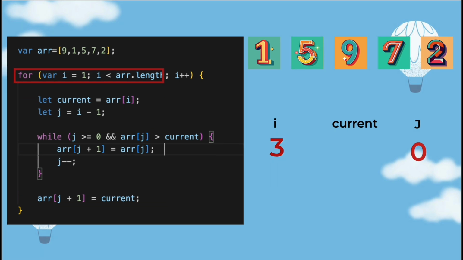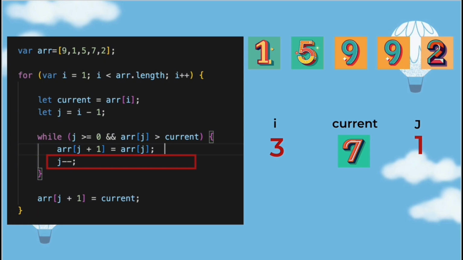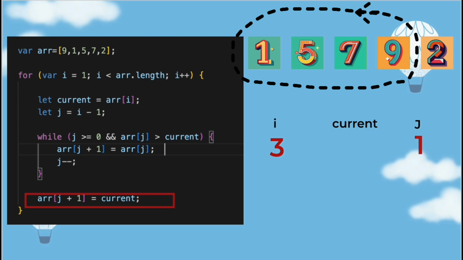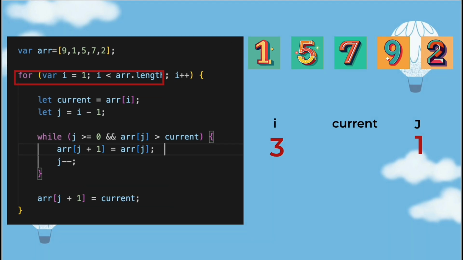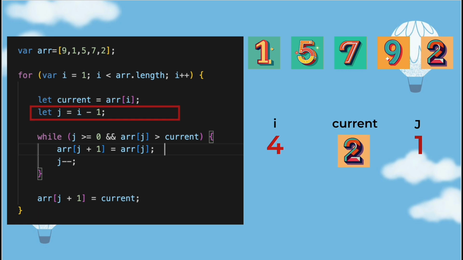In the third iteration, the current value is 7 and j is 2. We check the conditions and they are true, so we copy the value at j to the next position and decrement j. On checking again, the conditions fail, so we exit the loop and place the current value in the j plus 1 position. In the fourth iteration, the current value is 2 and j is 3.